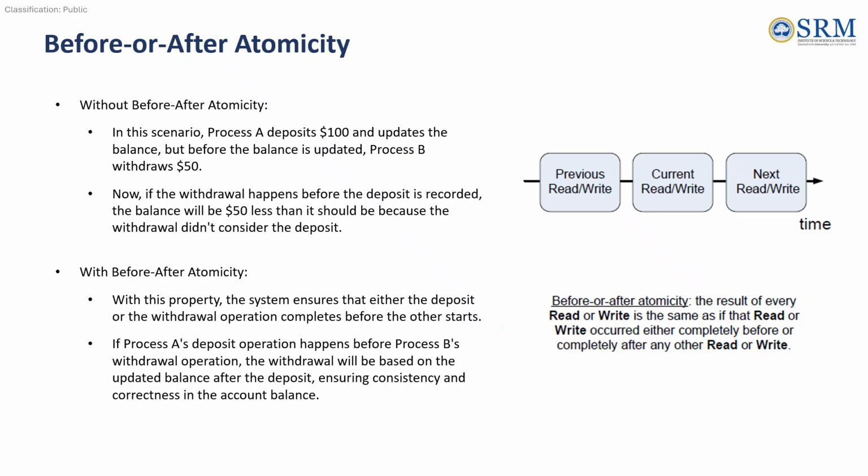Without atomicity, these two operations may overlap incorrectly. The withdrawal may occur before the deposit is fully recorded, resulting in an incorrect account balance. With atomicity, the system guarantees that one operation completes fully before the other operation begins. So either the deposit happens first and then the withdrawal, or the withdrawal happens first and then the deposit. This ensures consistency and correctness in the final balance. These properties are extremely important in cloud databases and distributed systems where many users may access and update data simultaneously.